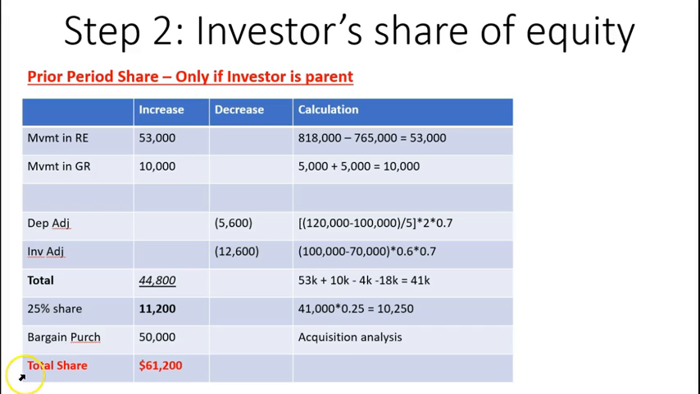Step 2 is to calculate the investor's share of equity. The first thing we need to do is look at our prior period share. We only need to do this if the investor is a parent. The reason, as I explained earlier in the video, is that if we're a parent, we are doing the equity method upon consolidation. So these are temporary entries, which we need to do afresh each year. Every year we need to look at the years that have already gone by so we can make sure we recognize appropriately the changes in equity in those prior years.